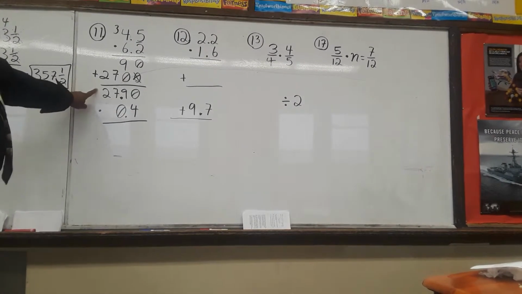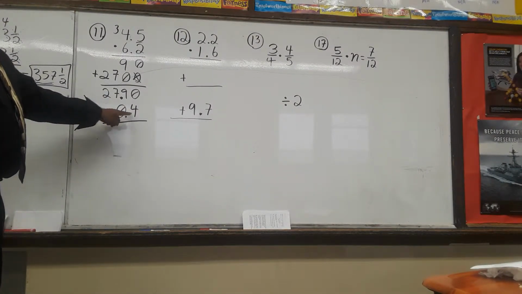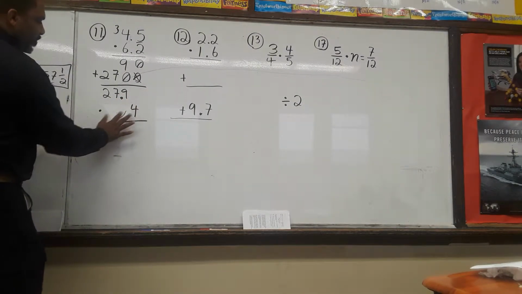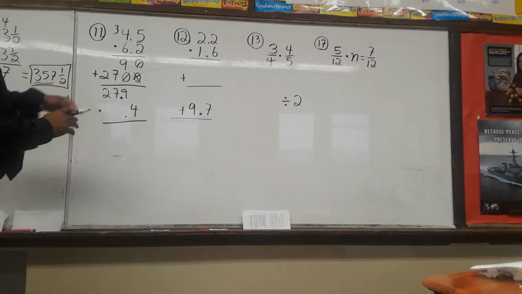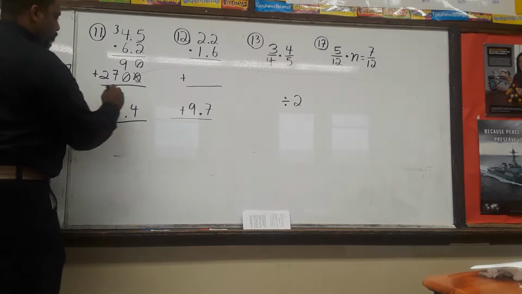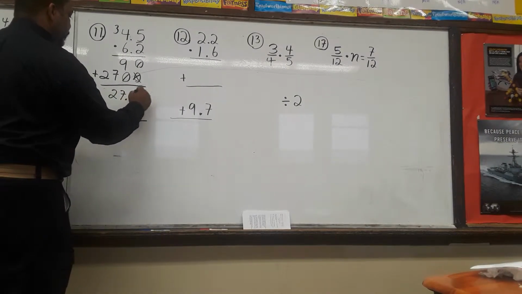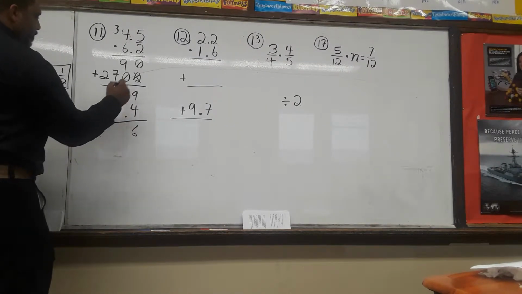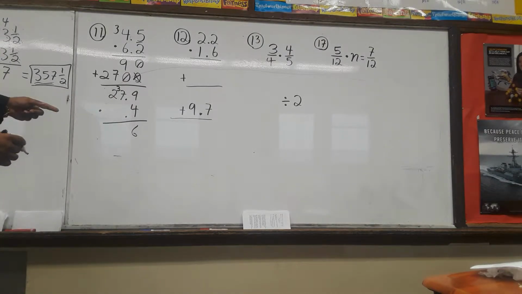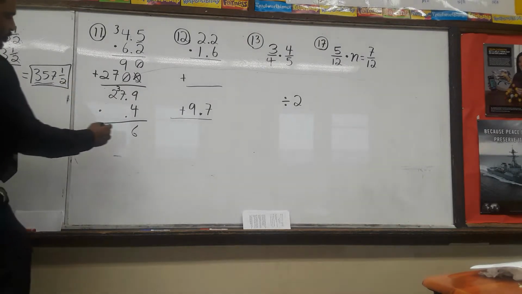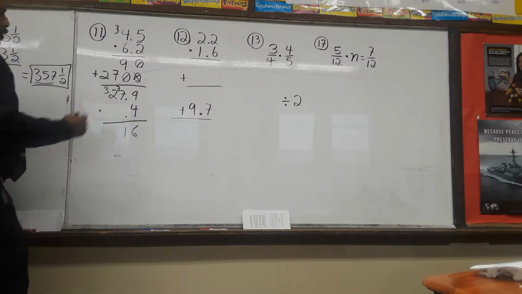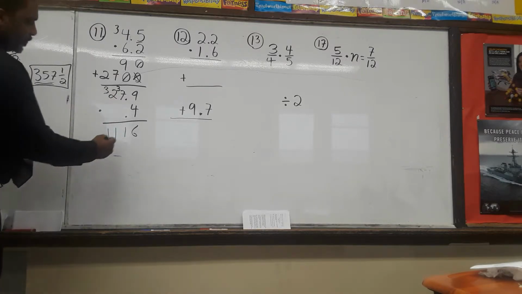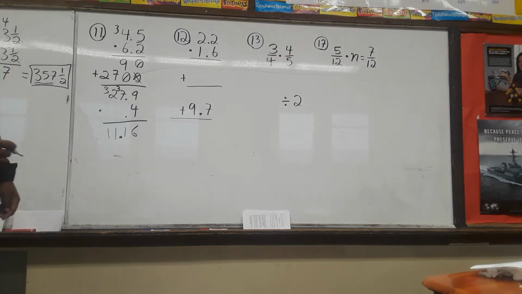Now we still have to take this number and multiply it times 0.4. I'm just going to drop this 0 here because it's not necessary, and this 0 here too. So we've got 27.9 times 0.4. 9 times 4 gives us 36, is our 6. Carry our 3. 4 times 7 is 28, plus 3 gives us 31. Here's our 1. Carry our 3. 4 times 2 is 8, plus 3 gives us 11. And we've got 2 decimal places to come over, and the answer is 11.16 meters.